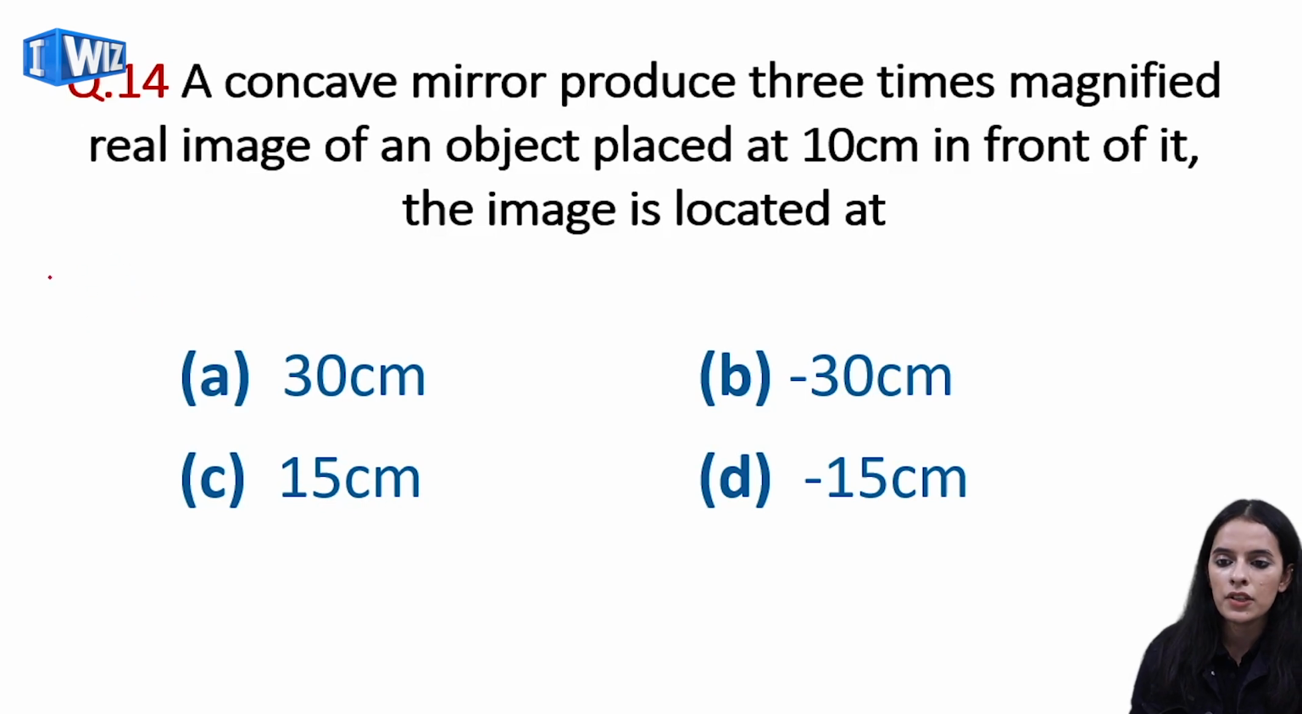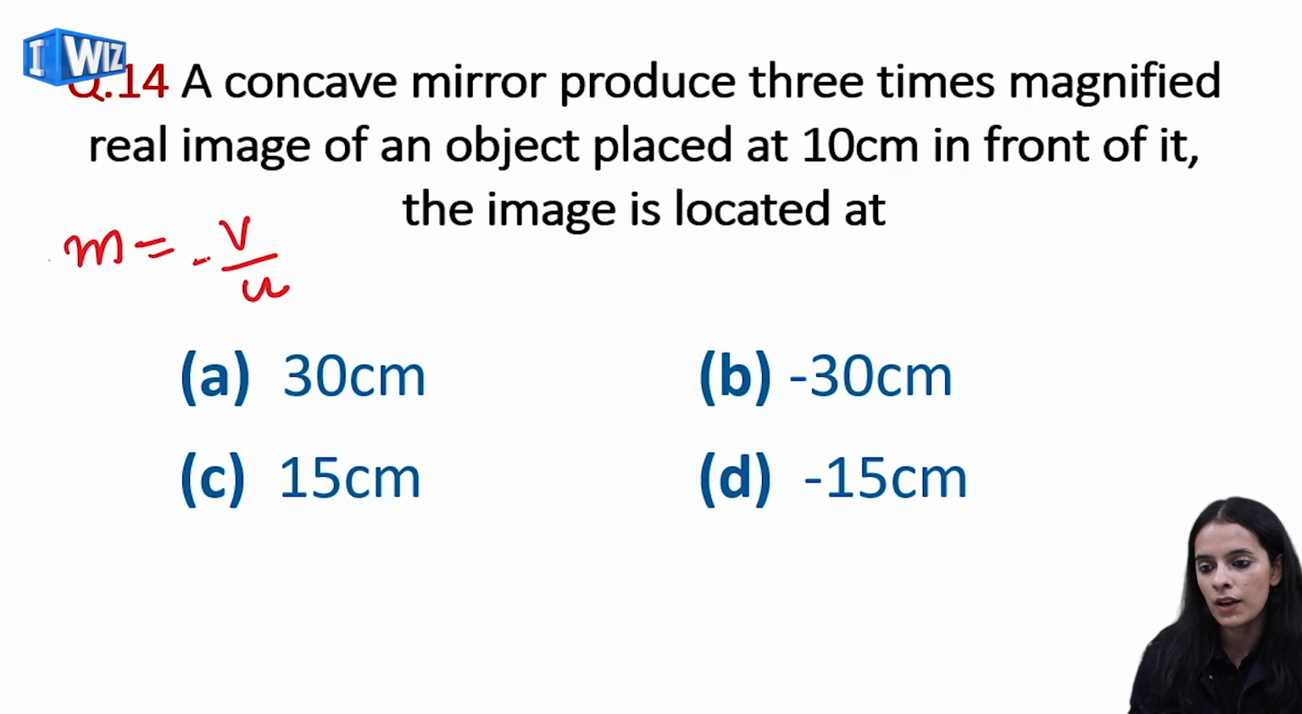A concave mirror produces a 3 times magnified real image of an object placed at 10 centimeters in front of it. Means the magnification. We know the formula for magnification, when object distance is given and we have to find the image distance, is always V upon U, and in case of a mirror, we have to take the negative sign as well. So here magnification is 3, and object distance is also given to us, that is 10.